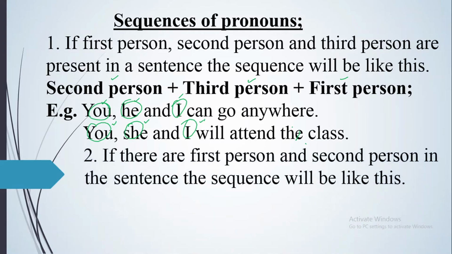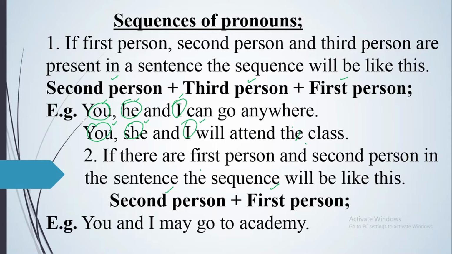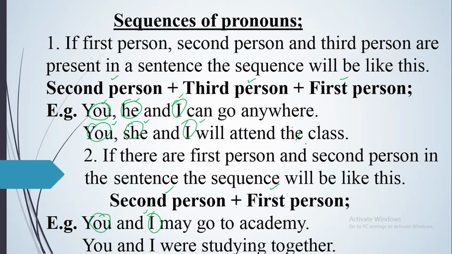After that, we have got the second rule. If there are first person and second person in the sentence, the sequence will be like this. What will be the sequence? You will bring the second person first and after that the first person. Example: you and I may go to academy. Second person is you and then I, the first person. And the second example: you and I were studying together. You is the second person and after that you will bring the first person, that is I. So second person and then first person.